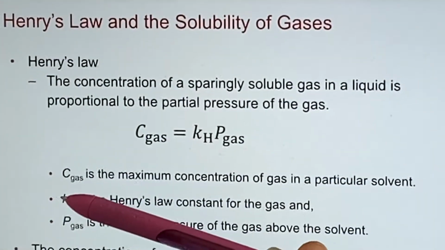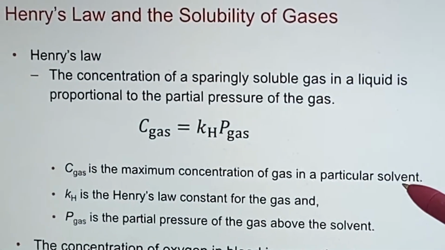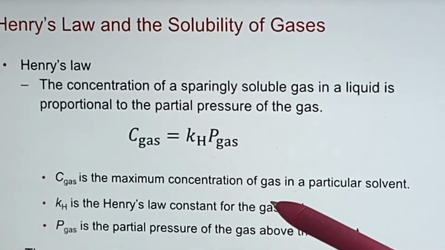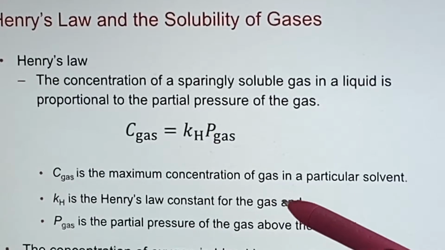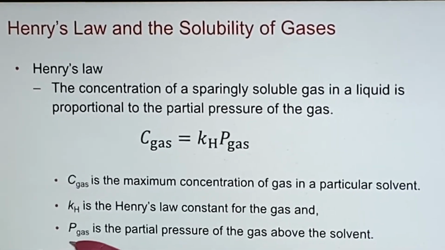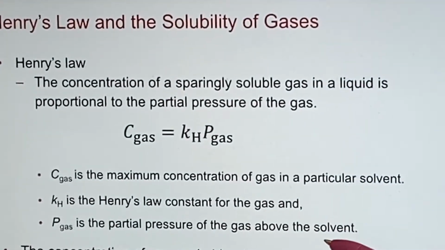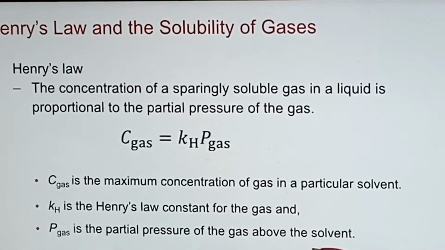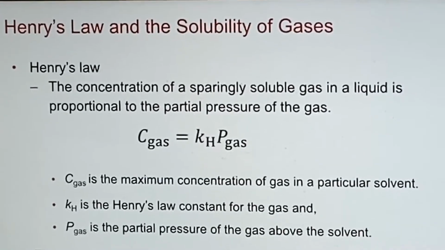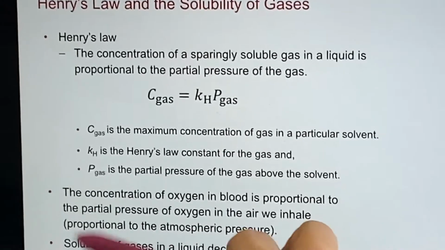So this concentration of the gas, the maximum concentration in that particular solvent, the Henry's law constant is governed by the gas, not the solvent. That's different than what we've seen in these other equations. And P of the gas is the partial pressure of the gas above the solvent, because you usually have a mixture of gases. If we're talking about normal air, we're always talking about a mixture of gases above the liquid, the solvent.